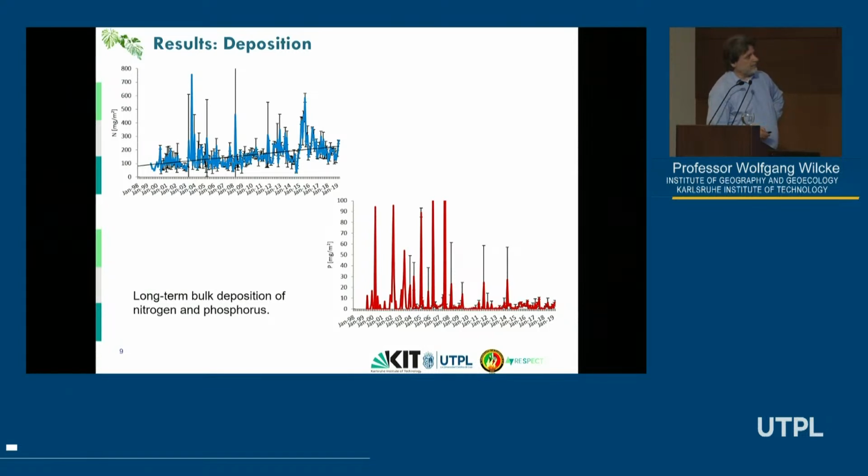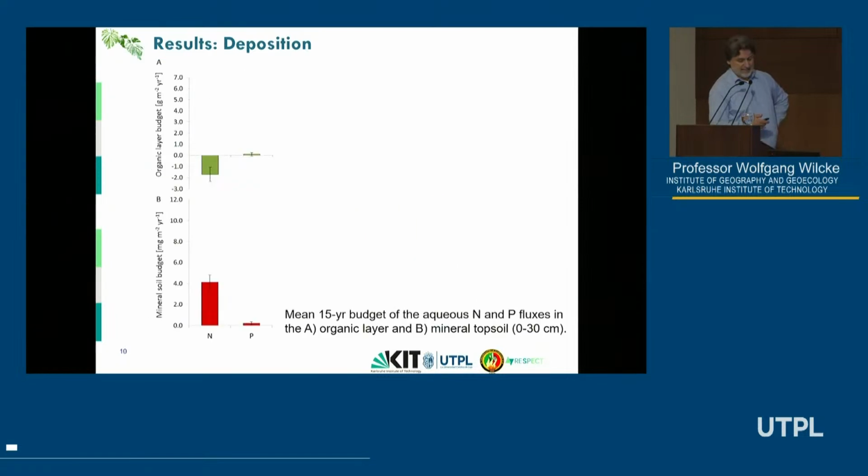And the interesting thing is, if we look first at the lower part, both the nitrogen and the phosphorus do not leave the topsoil, the mineral topsoil. So everything is retained in the ecosystem, which of course means that the ecosystem becomes increasingly nutrient-rich. For nitrogen, we find a net loss from the organic layer, but already an accumulation for phosphorus.